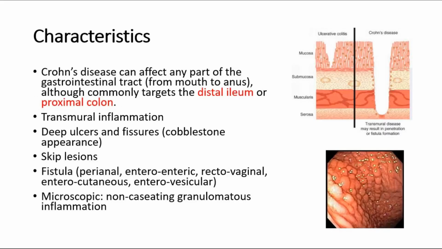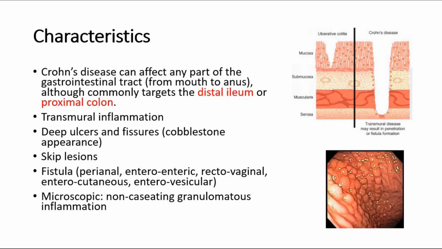Crohn's disease can affect any part of the gastrointestinal tract, from mouth to anus. Although it commonly targets the distal ileum or proximal colon, it is characterized by transmural inflammation, which means it affects all layers of the bowel in the affected region, producing deep ulcers and fissures, showing a cobblestone appearance. Shown in this lower picture here, the inflammation is not continuous, so it forms skip lesions throughout the bowel.